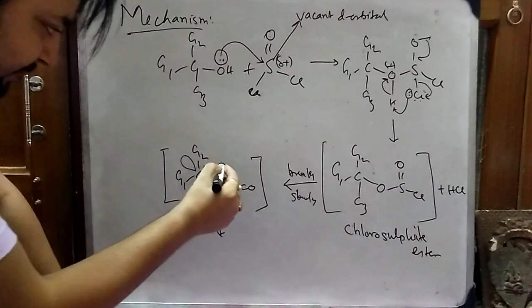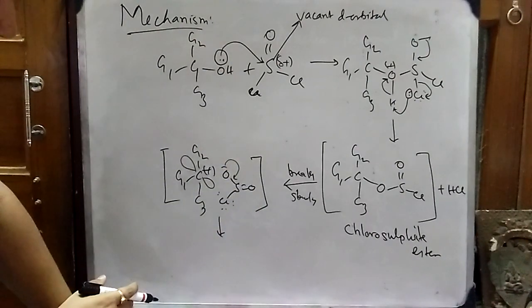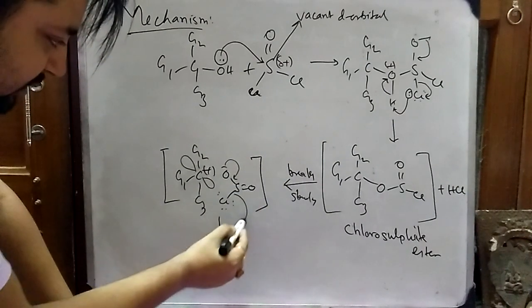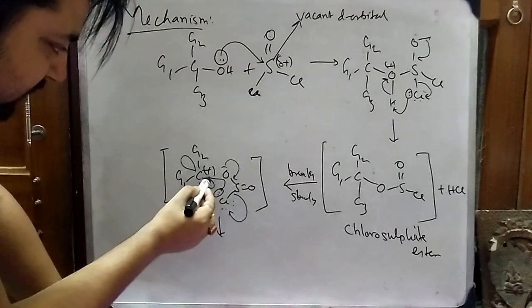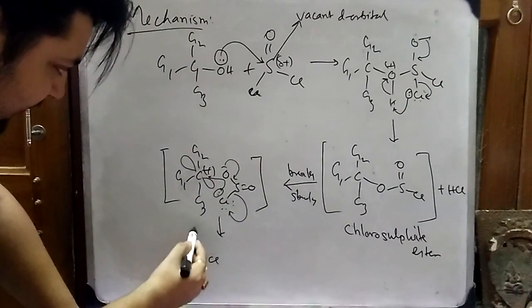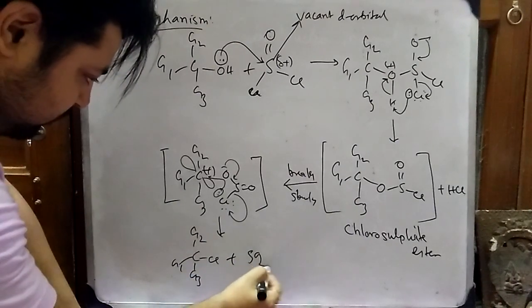How? Let us see. This lone pair or the negative charge will come back to the sulfur, just like what happened there. This bond pair will come back to this chlorine, and chlorine will attack this positive charge with its lone pair, giving rise to this alkyl halide and SO2 gas.